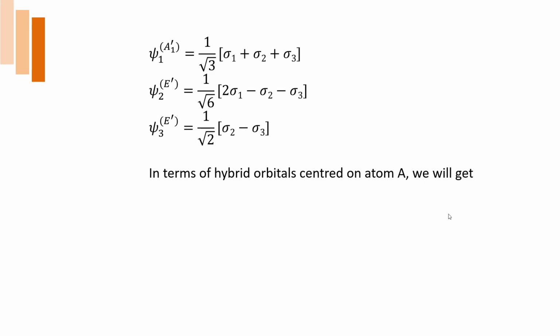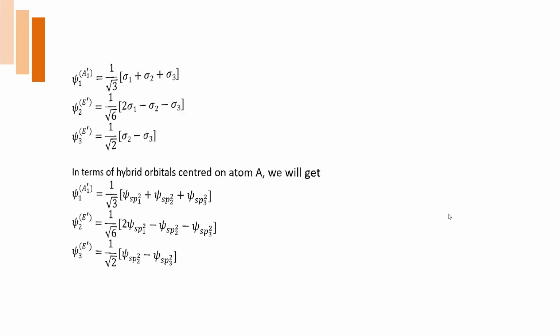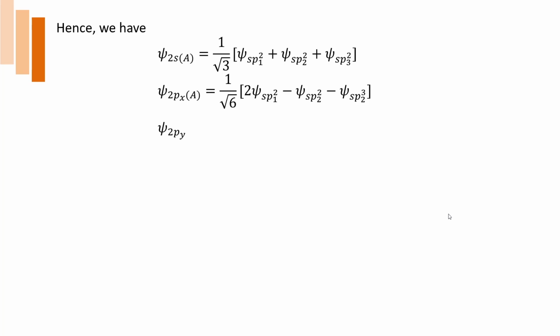So in terms of hybrid orbitals centered on atom A, we get an equation that is 1 by root 3 (psi sp2-1 plus psi sp2-2 plus psi sp2-3), all of them added collectively, and the same is true for the other values also, using simple manipulation as described above. This is simply extended to the SALC. Now we have this equation, and psi 2s is equal to 1 by root 3 of psi sp2-1, psi sp2-2, and psi sp2-3. Similarly, in terms of 2px we have this equation, and in terms of 2py we have this normalized equation.